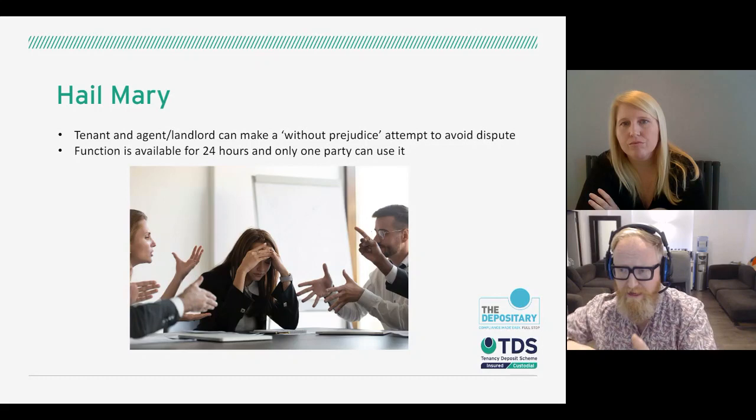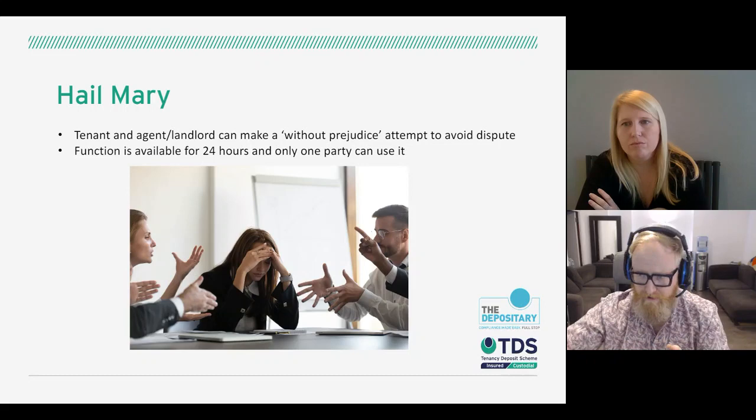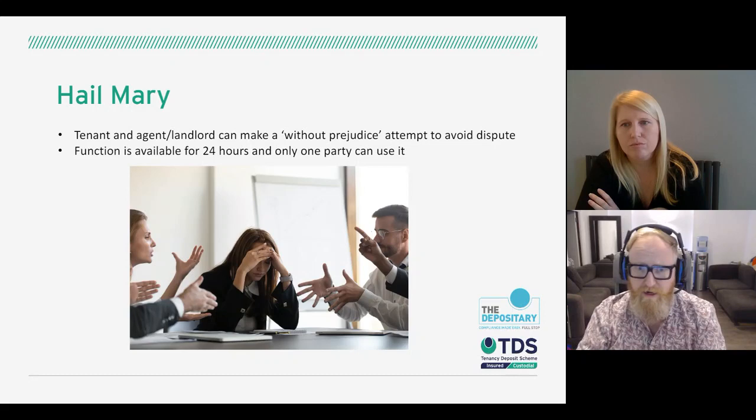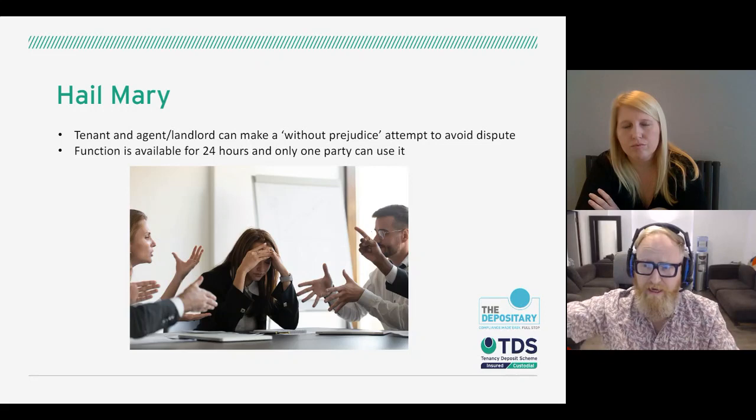So that instantly says, nope, this is no longer disputed. This is a completely agreed tenancy. TDS are notified of that fact. So that tenancy is unflagged from pending dispute action, and the whole tenancy is reconciled. As we've said, you sign off on the deduction balance. That gets sent to TDS. They allocate funds. Job done.